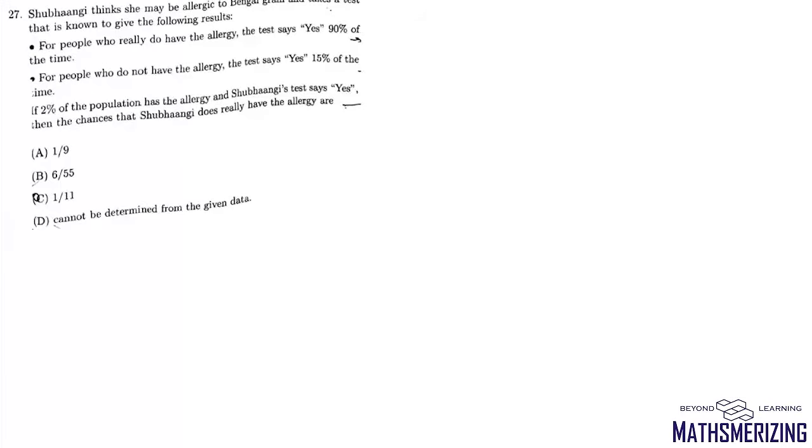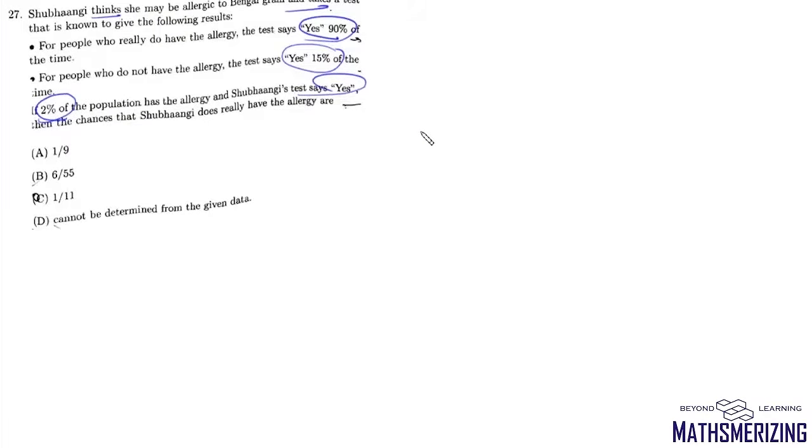Question number 27. It's a standard Bayes theorem question. We are given that some person is allergic to certain thing and there is a test for that. So this test, it is known to give the following result. For people who really do have the allergy, the test says yes 90% of the time. And for people who do not have the allergy, test says yes 15% of the time. If 2% of the population have this allergy and the test says yes, what is the chances that this person does really have the allergy?